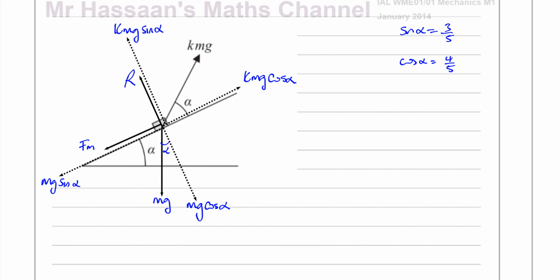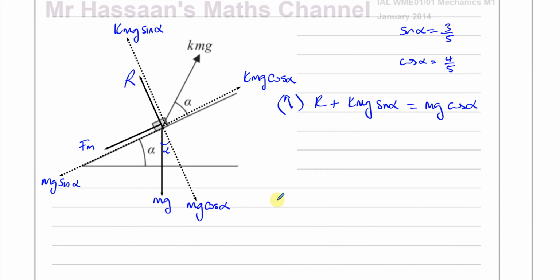Okay, so now we can resolve the forces parallel and perpendicular to the plane. You always resolve them parallel and perpendicular to the motion that's occurring or the motion that's about to occur. The motion would occur parallel to the plane, so we resolve the forces in those two directions. Let's start with perpendicular to the plane. I have R plus k times mg times sine alpha is equal to mg cosine alpha.